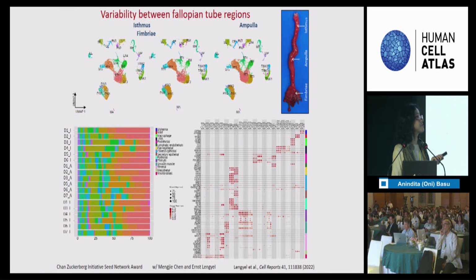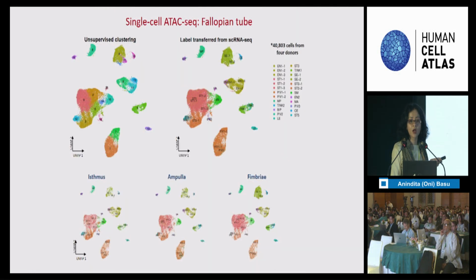Now, we look at different regions of the fallopian tube separately because they have different disease biology associated with them. Here's the fimbria, which is the closest to the ovary, and the ampulla and the isthmus. We do see region-specific differences between the different regions. We then look at single-cell ATAC-seq, and here are some ATAC-seq cell types that are found in each of these different regions, which are then put together to give this overall lay of the land for the ATAC-seq data.